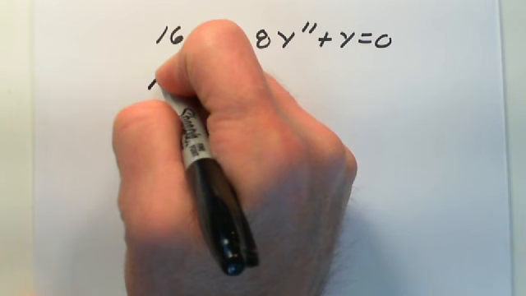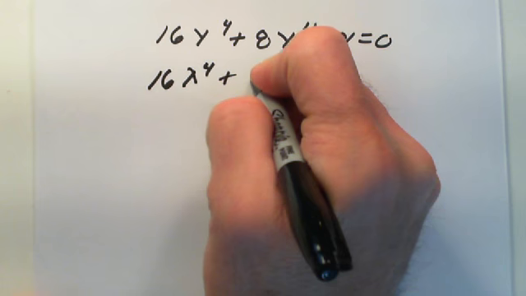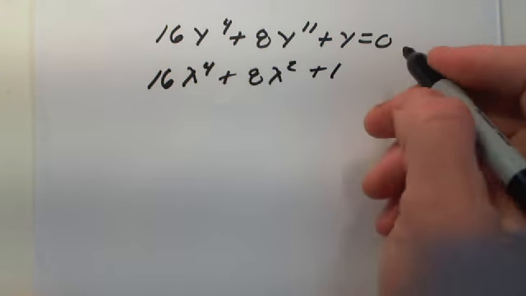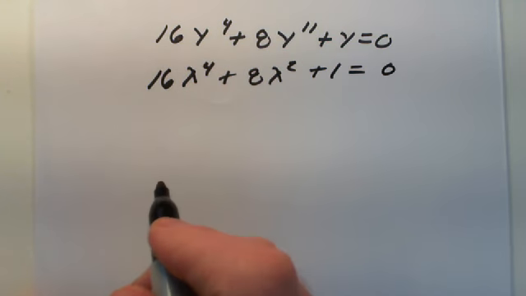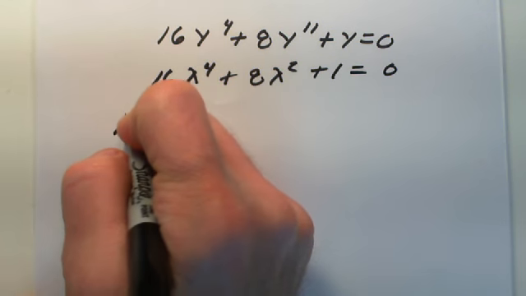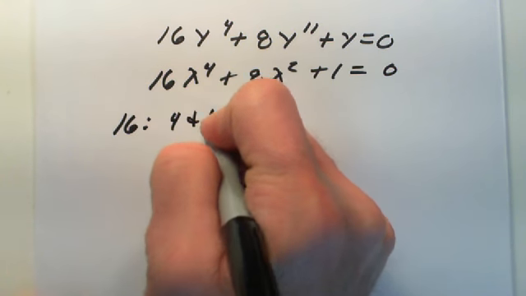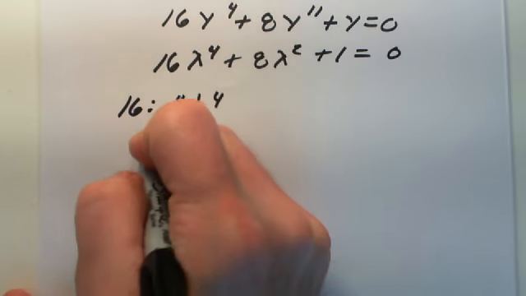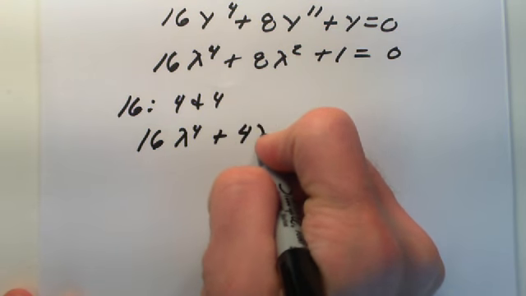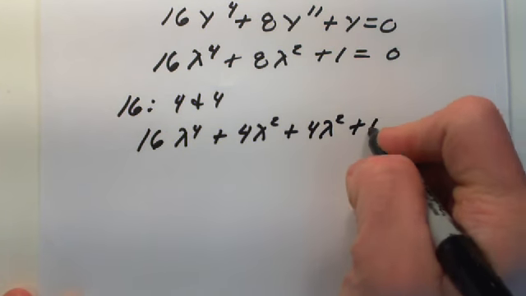Again, let's rewrite this in terms of lambda. 16 lambda fourth plus 8 lambda squared plus 1 is equal to 0. Again, we're going to solve this very similar to how I did before. I multiply the 16 and 1 together, and I think of what are the two factors of 16 that add together to give me 8. That's going to be 4 and 4. I'm going to rewrite that as 16 lambda to the fourth plus 4 lambda squared plus 4 lambda squared plus 1 is equal to 0.